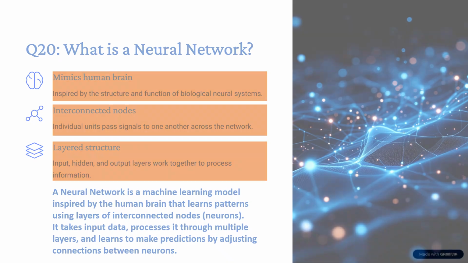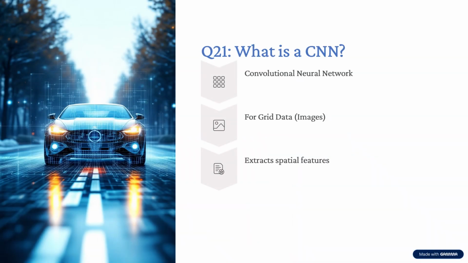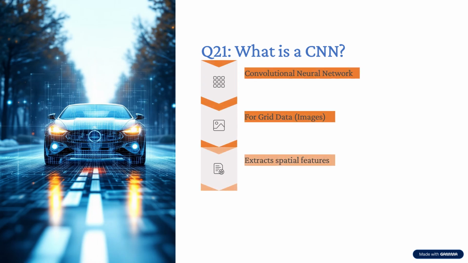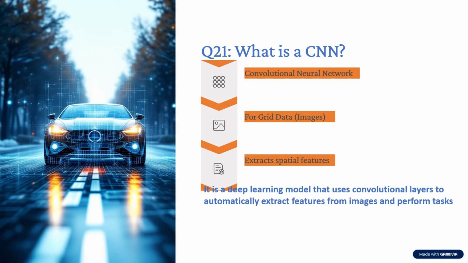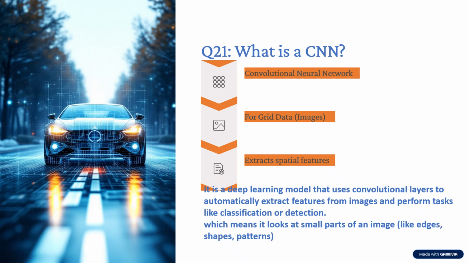A CNN is a type of neural network specially designed to process image and visual data, or we can say that it is a deep learning model that uses convolutional layers to automatically extract features from images and perform tasks like classification or detection, which means it looks at small parts of the image like edges, shapes, or patterns and gradually combines them to understand the whole image.